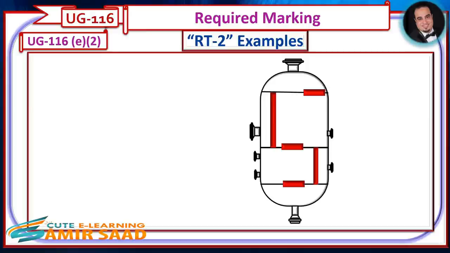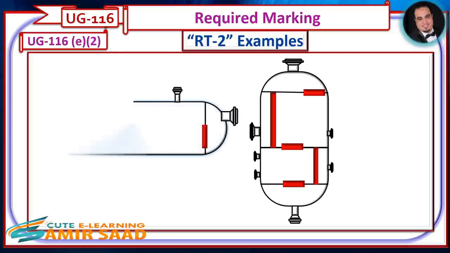RT2 examples. Example 1, as illustrated in the vertical vessel: 100% RT of longitudinal shell joints, and spot RT of all circumferential joints. Example 2, as illustrated in the horizontal vessel: seamless shell, and only spot RT of all circumferential joints.